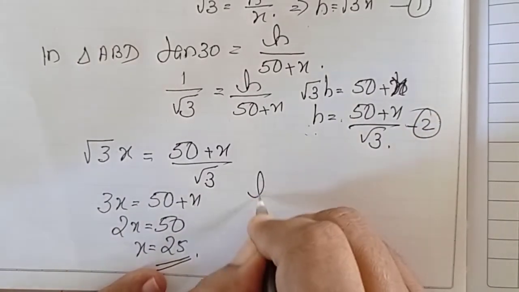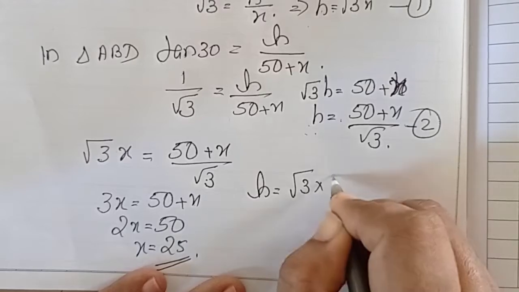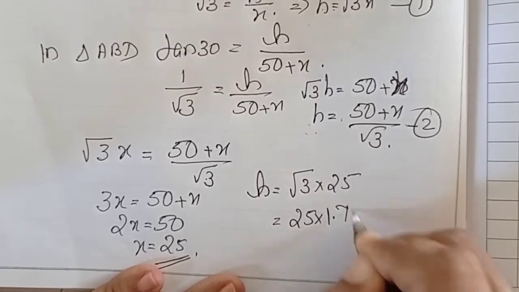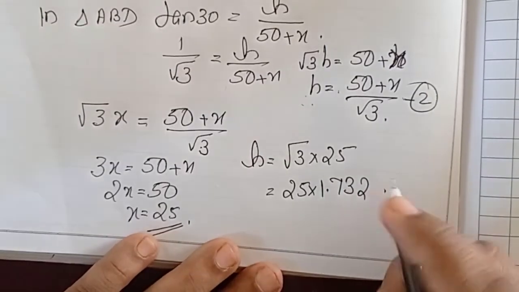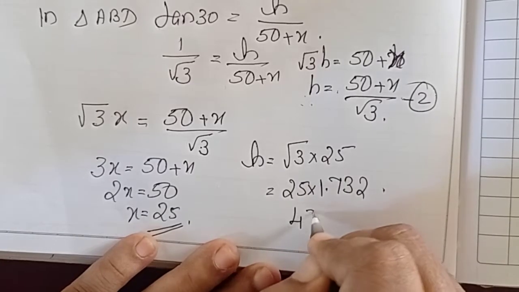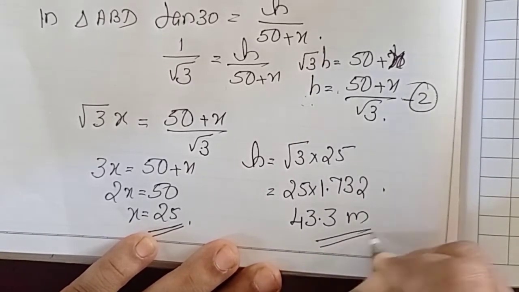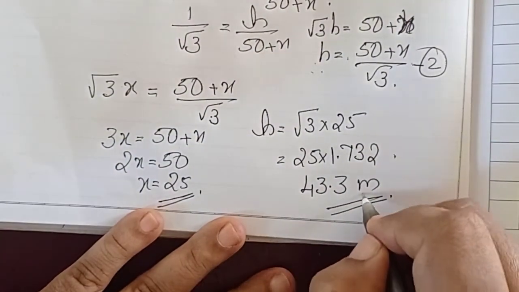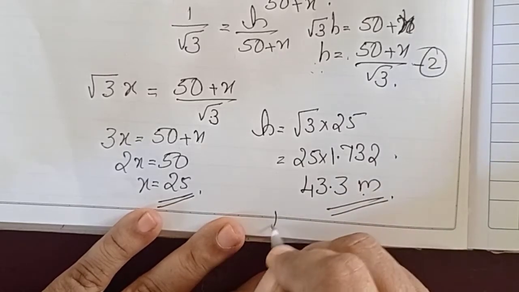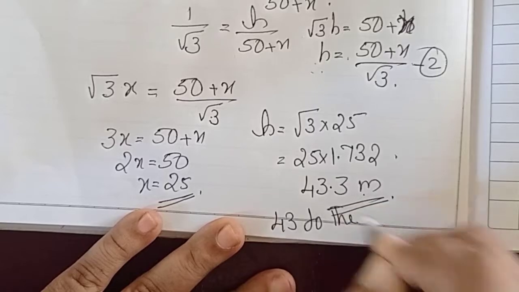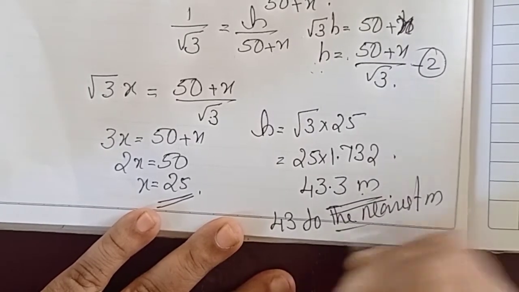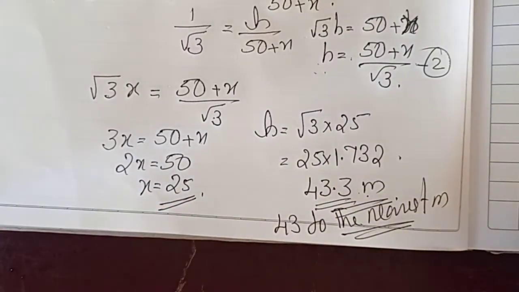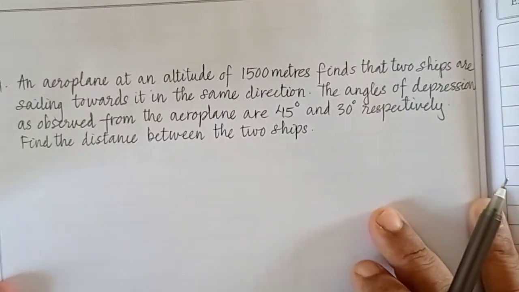Then, can you say what is our h? H means root 3 into 25. That is 25 into 1.732. Can you say what is 1.732 into 25? Yes, 43.3 meter. Suppose the question is, write the height of the tree to the nearest meter, means you have to write 43 to the nearest meter. Neglect that 0.3. Otherwise, the final answer is 43.3. Okay.